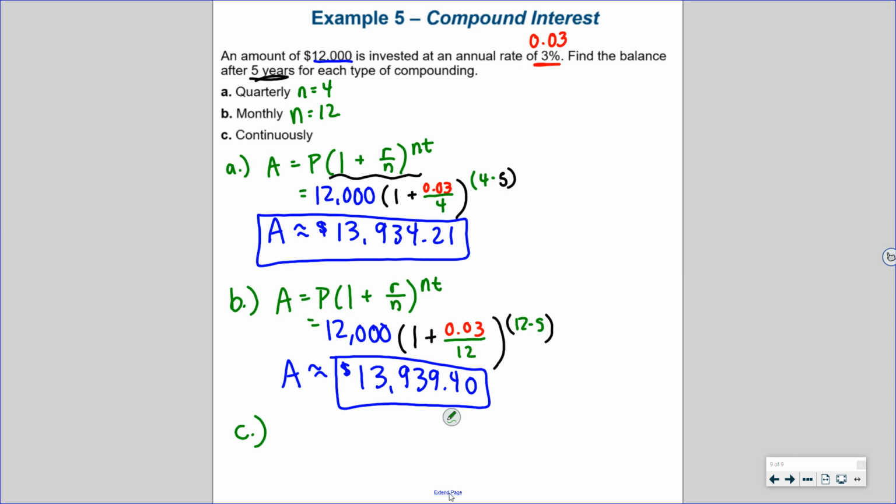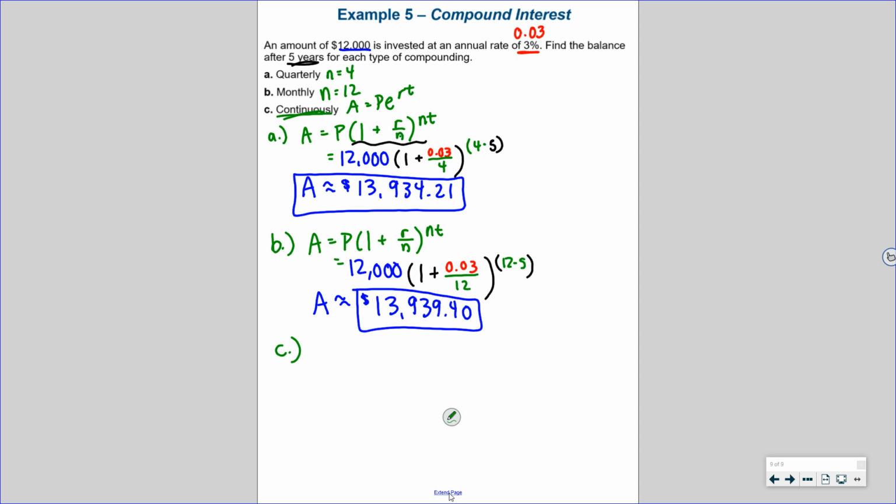Now, compounding continuously, as this number gets infinitely large, that's our special formula, that's PERT. That's using our natural base. So I'm going to need to use this formula. That's the only time you use PERT, if you see that it's being compounded continuously, or continuously being compounded is another way it's phrased. So we take our principal, $12,000. That perfect base e, that irrational number, will calculate the continuously compounded.